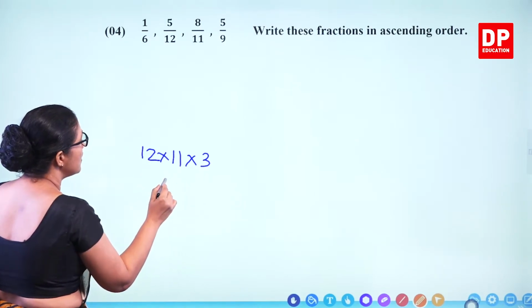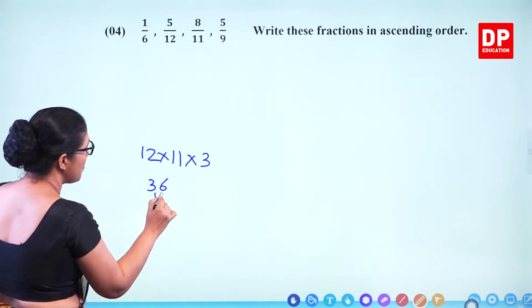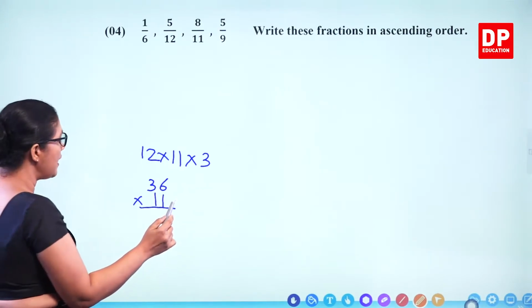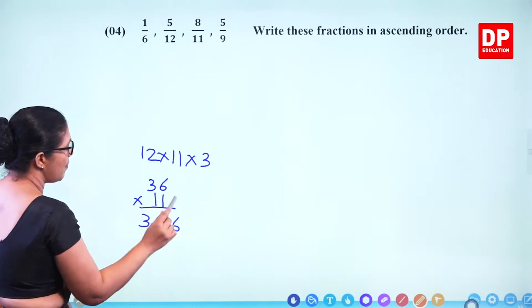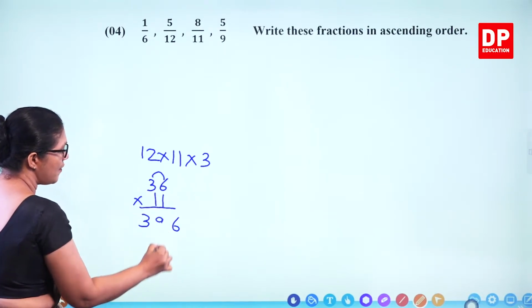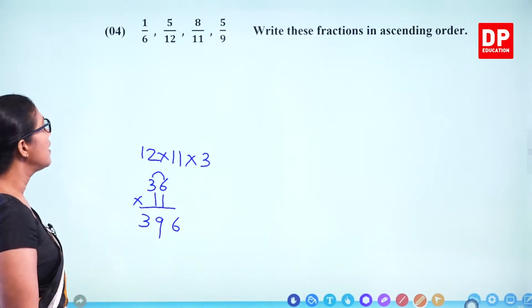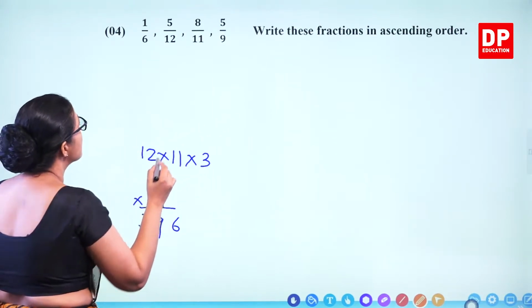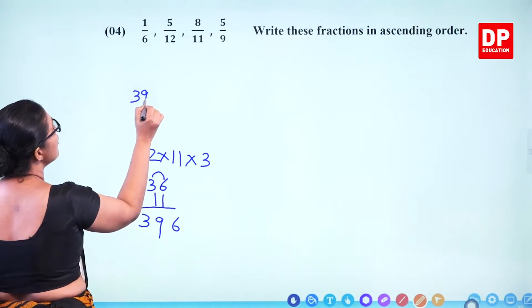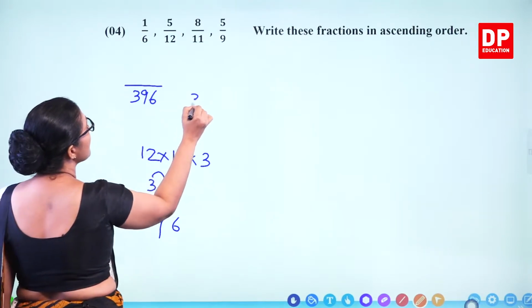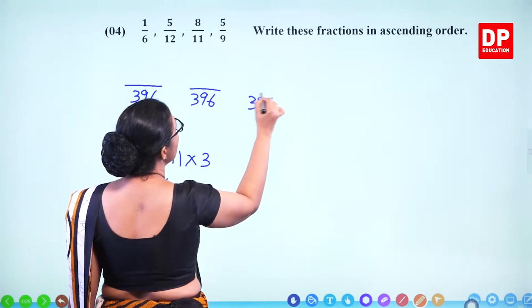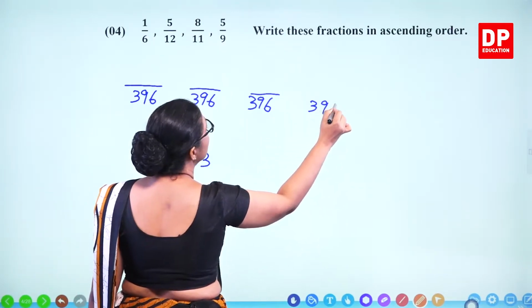So 36 multiplied by 11. What's the easiest way to multiply by 11? You write 3 and 6 separately, add these two and write down the number. 6 plus 3, 9. 396 is the common denominator. So you have to convert to 396.